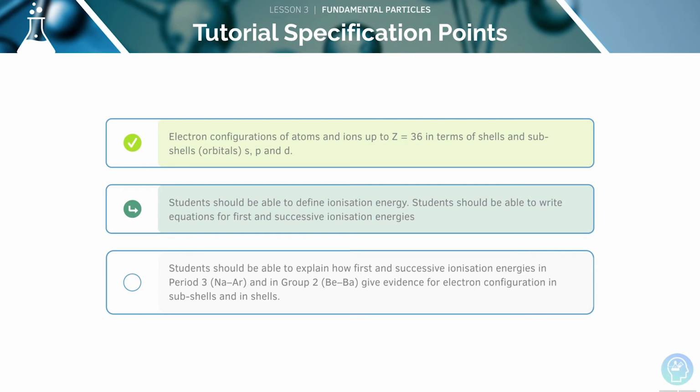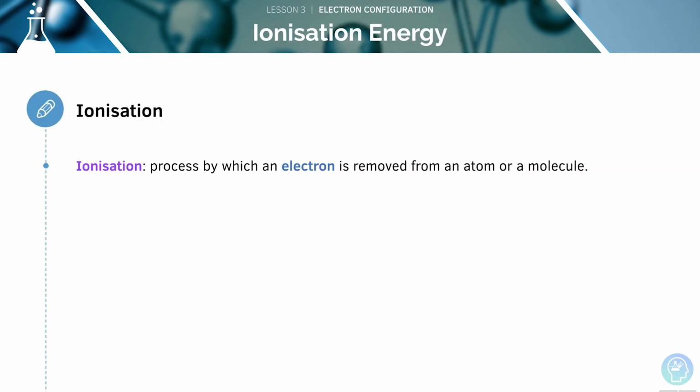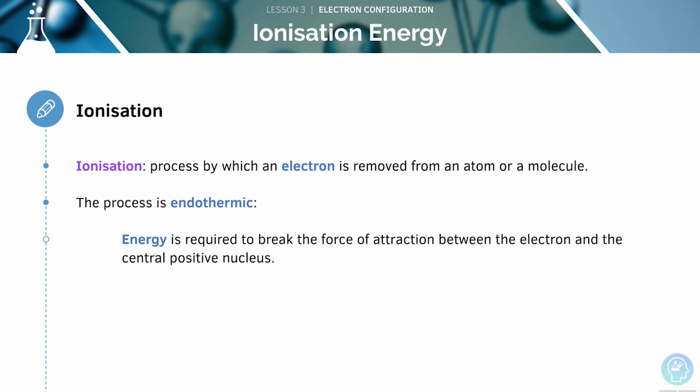We'll now move on to the next specification point, covering relative charge and relative mass. We'll now move on to the next specification point, looking at ionisation energy. Ionisation is a process by which an electron is removed from an atom or molecule. This process is known as being endothermic.